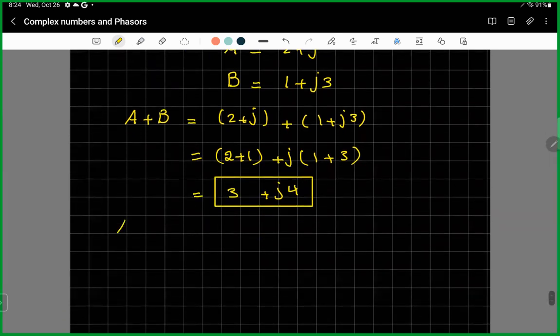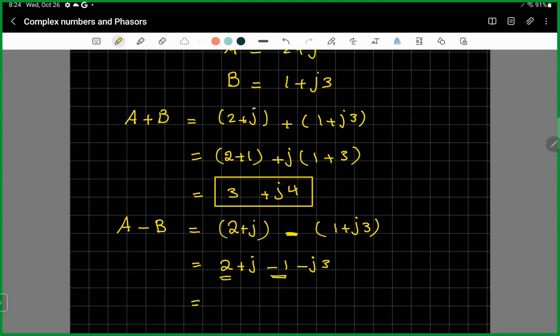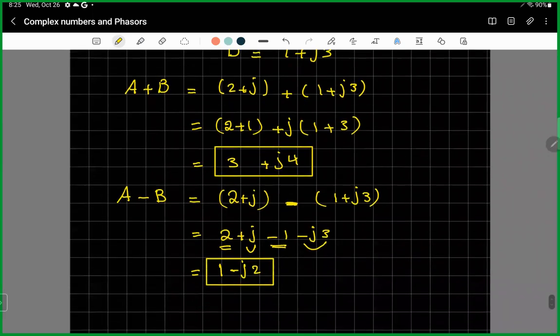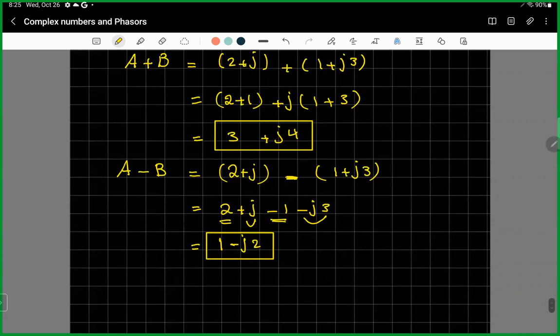Let's subtract A minus B. So we'll have 2 plus J, that's A, minus B, 1 plus J3. Will be equal to 2 plus J minus 1 minus J3. Because this negative, you multiply negative 1 by J3, you get this one. Then you subtract the real, 2 minus 1 will give you 1. And then you have J and minus J3, you have minus J2. So easy, the addition and subtraction, right?